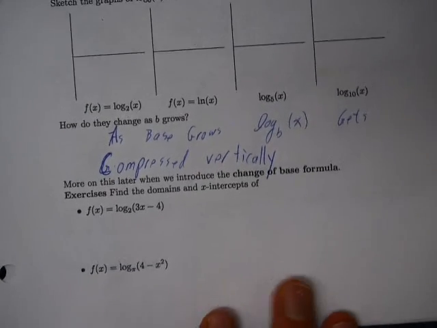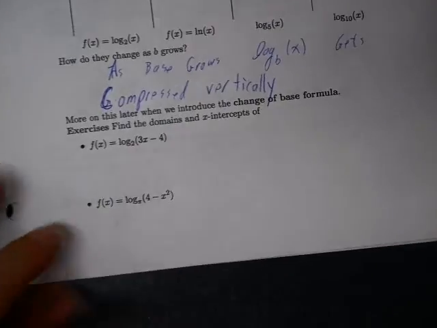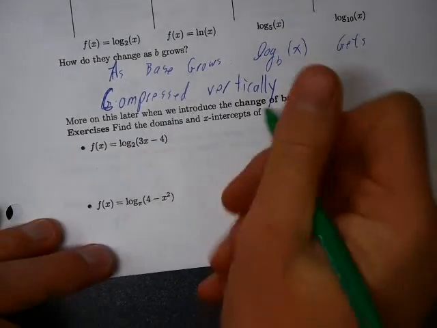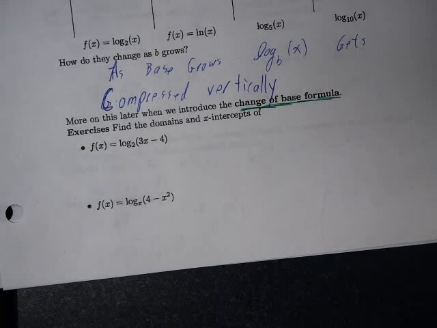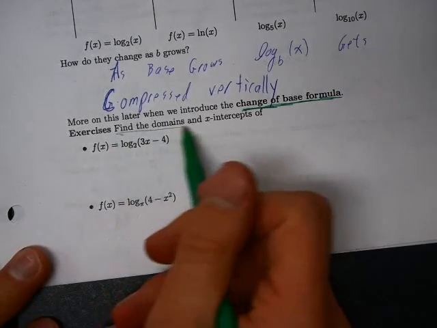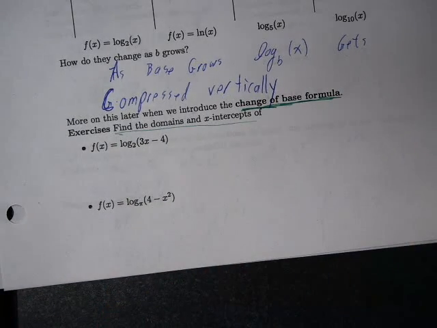So let's do just a few more things. There's even a sales pitch for something called the change of base formula, which you can either look ahead in the book to see what it says, or you can wait till Friday when it'll be stated in the notes. So let's do some things just by remembering how to deal with functions. Let's find the domains and x-intercepts of some functions.